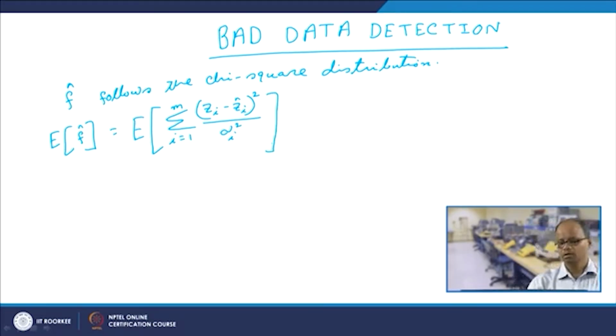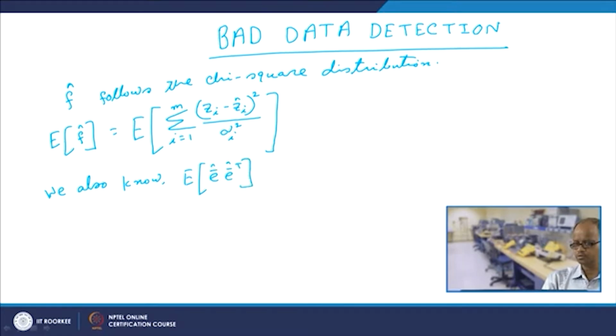Now, we also know, as we have already seen in the last lecture, that the expected value of e hat e hat transpose is actually the matrix R dash, and we have also seen that this is an m cross m matrix. So, this is a square matrix.